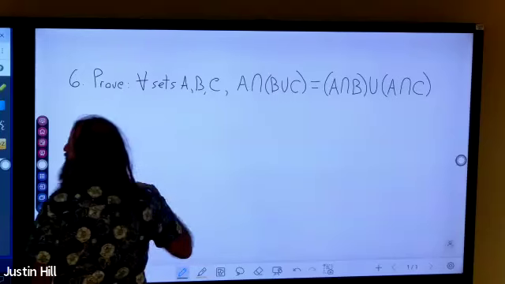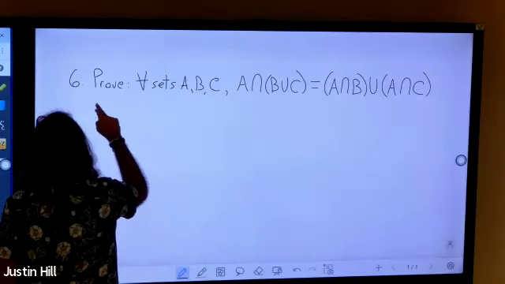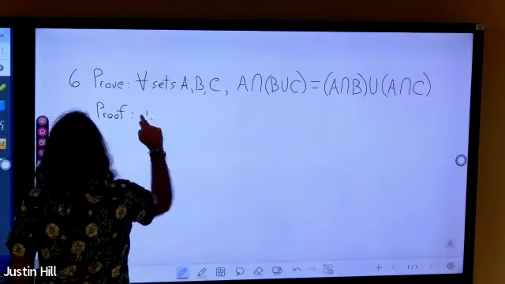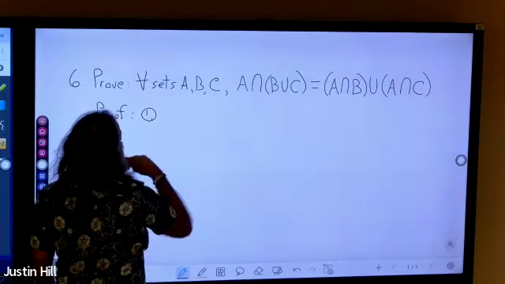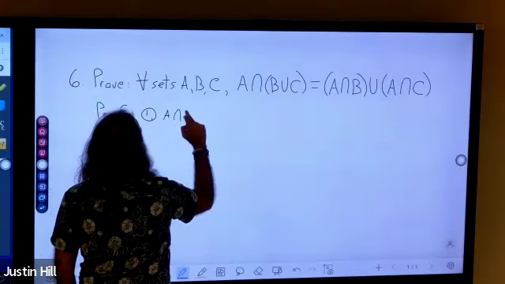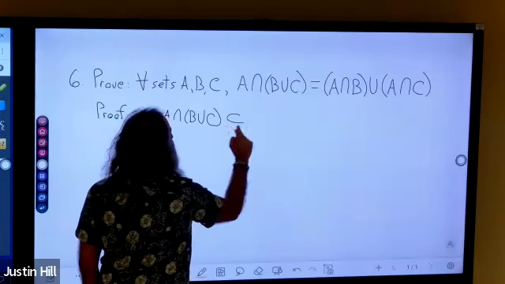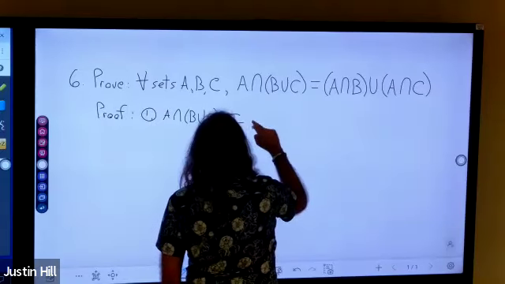You'll see in the proof that she's set up, there are 2 things that we're going to have to do. We're going to have to show that A intersect (B union C), which is a lot of writing, is a subset of the right side.